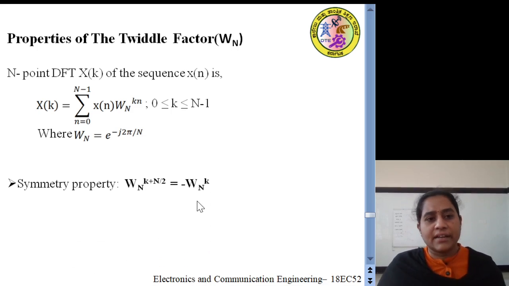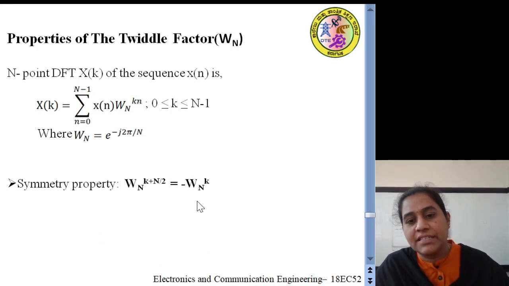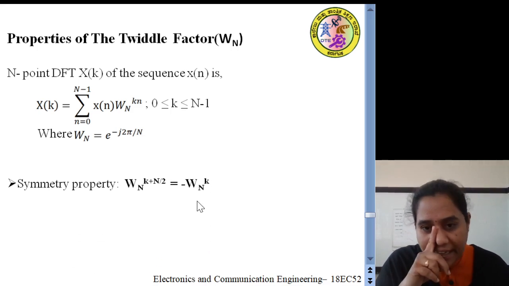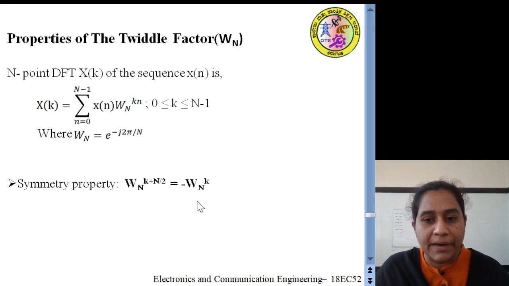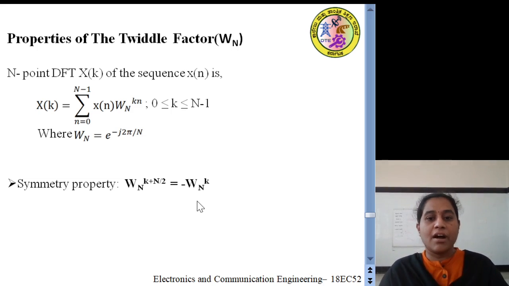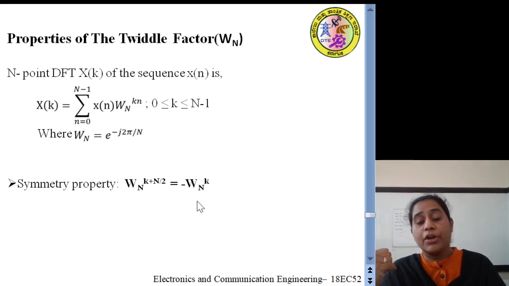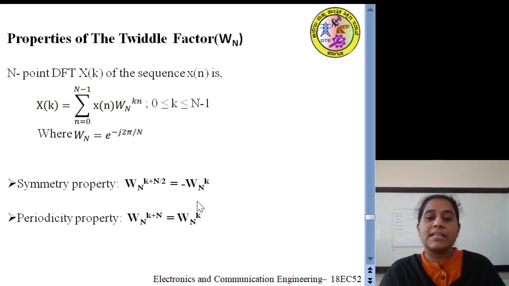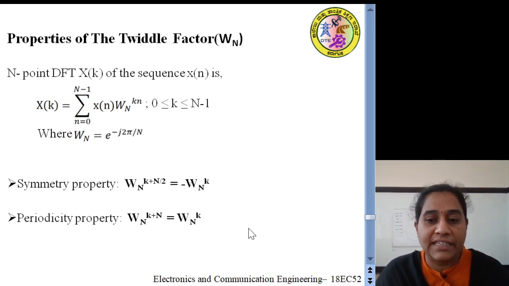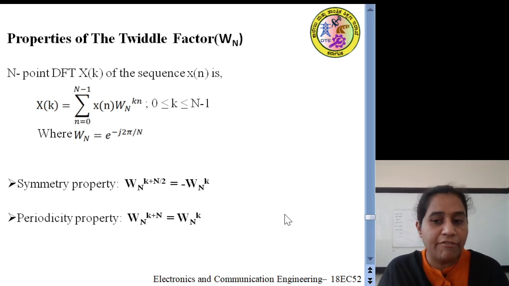This twiddle factor or phase factor has some properties. One of them is the symmetry property. According to the symmetry property of our twiddle factor, Wn raised power of k plus n by 2 is equal to minus Wn raised power of k. And one more property is the periodicity property. According to the periodicity property, our twiddle factor Wn raised power of k plus n will be equal to Wn raised power of k.